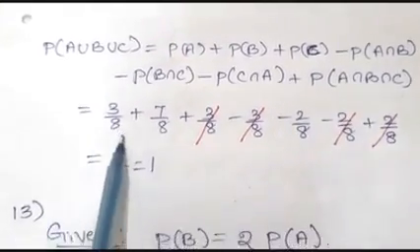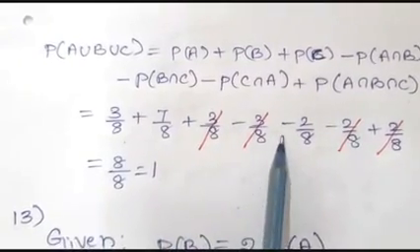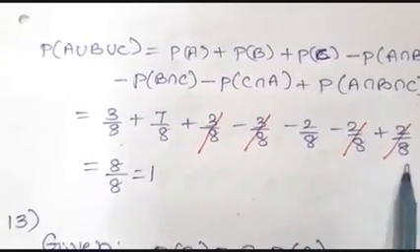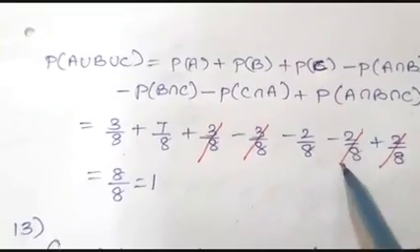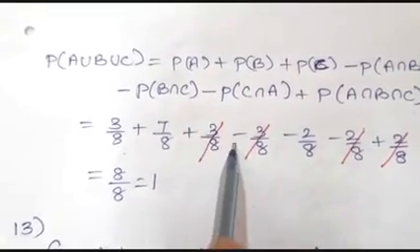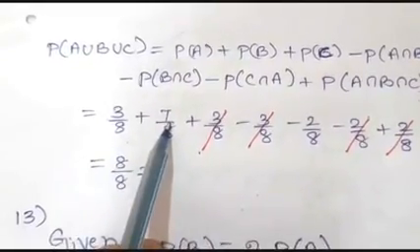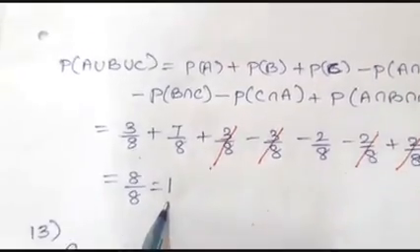That is 3 by 8 plus 7 by 8 plus 3 by 8 minus 3 by 8 minus 2 by 8 minus 2 by 8 plus 2 by 8. Here positive 2 by 8 and negative 2 by 8 get cancelled. Plus 3 by 8 and minus 3 by 8 get cancelled. So balance 3 plus 7 is 10. 10 minus 2 is 8. 8 by 8 is equal to 1.